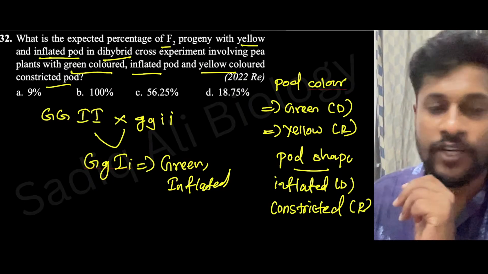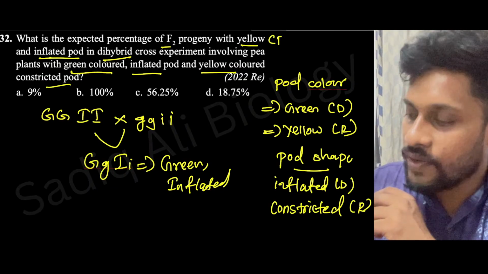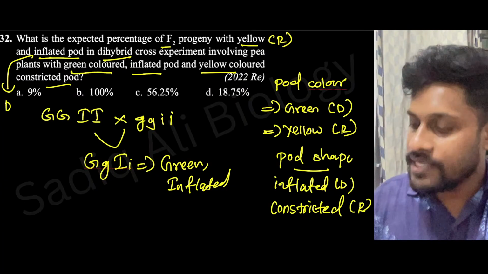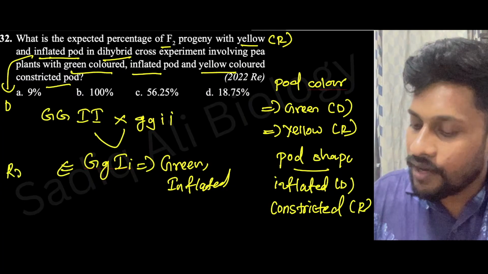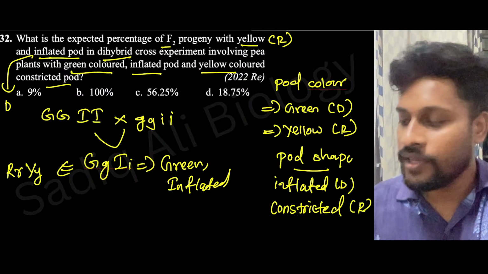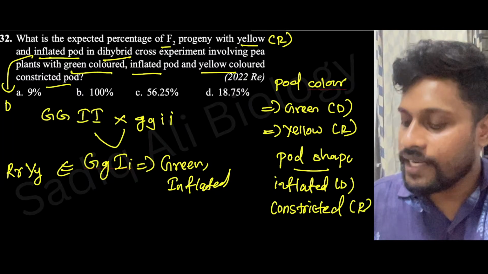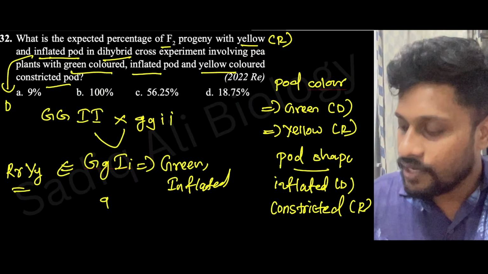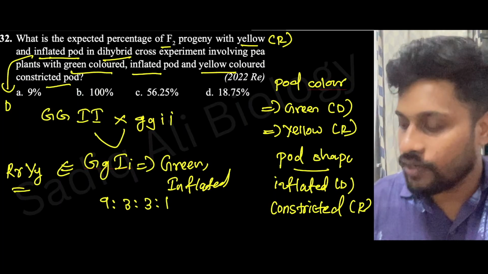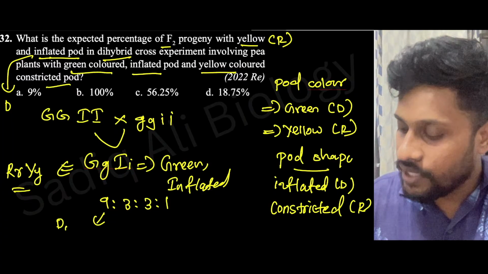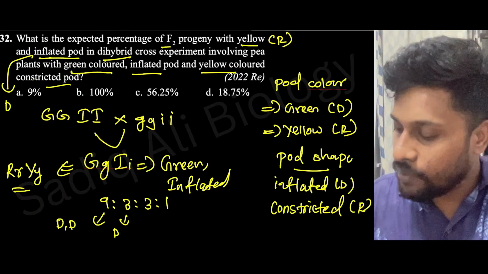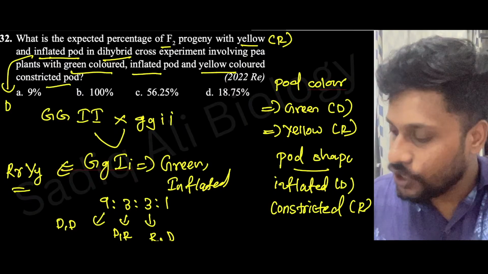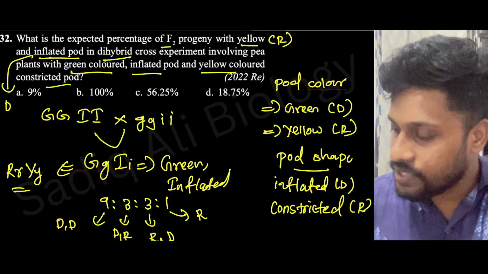So there is a short way to answer this. Yellow is a recessive character. Inflated is a dominant character. Now you know that this is similar to capital R, capital Y, small y. Yes or no? Now, if you do this normal dihybrid cross, we will get the phenotypic ratio as 9 is to 3 is to 3 is to 1. What is 9? Two dominant characters. What is 3? One dominant, one recessive. What is the other 3? One recessive, another dominant. What is 1? Two recessive characters.